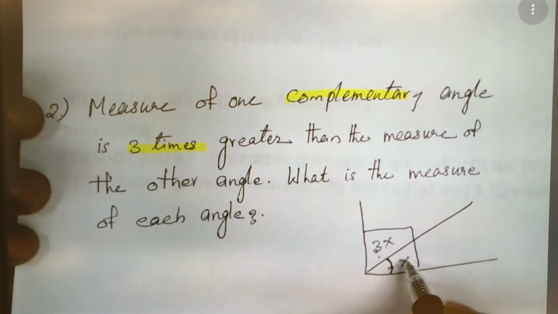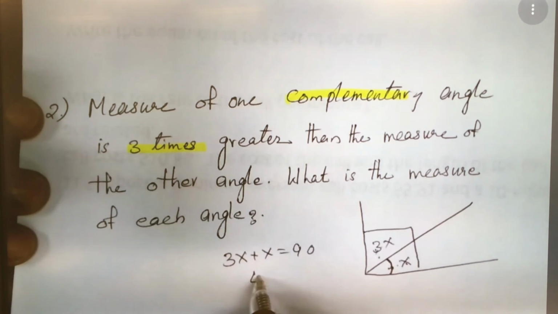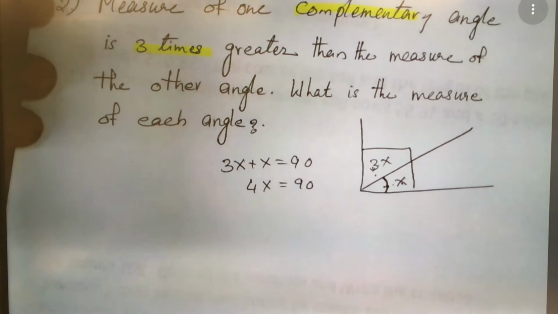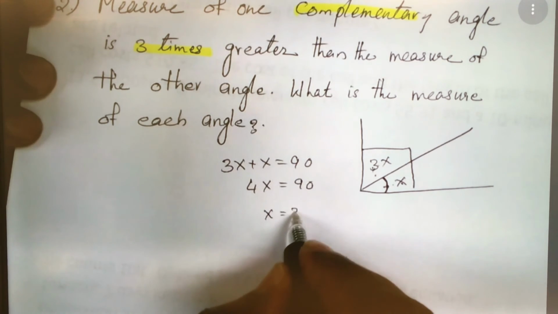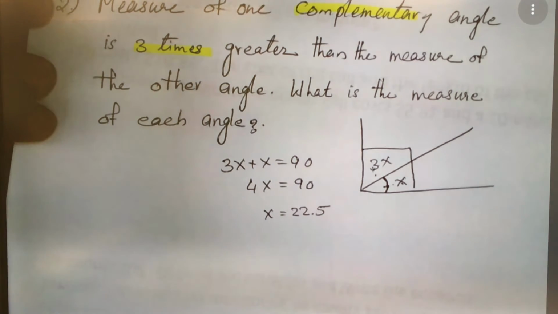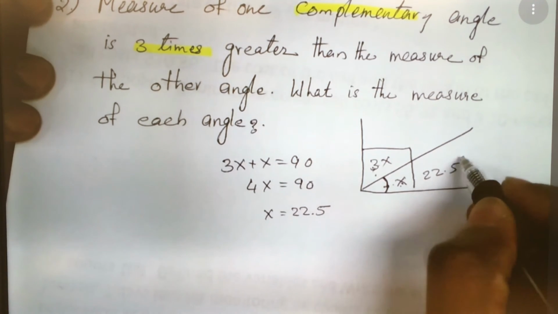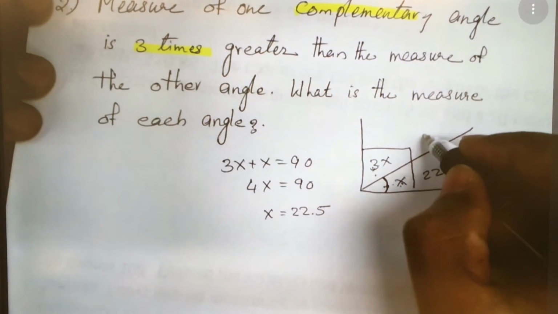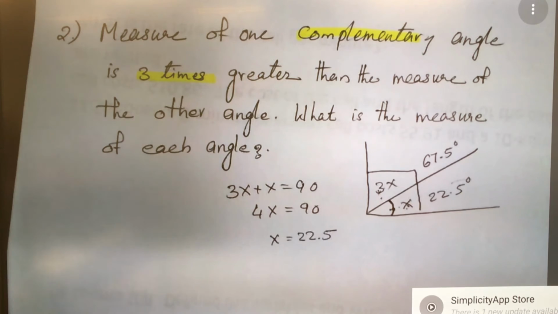So 3x plus x is 4x, equal to 90. Divide by 4 on both sides. You get 90 divided by 4, so x is equal to 22.5. So for the measure of each angle, this angle is x, so x is 22.5 degrees, and this angle is 3 times 22.5, which becomes 67.5 degrees. I hope you understand this type of question.